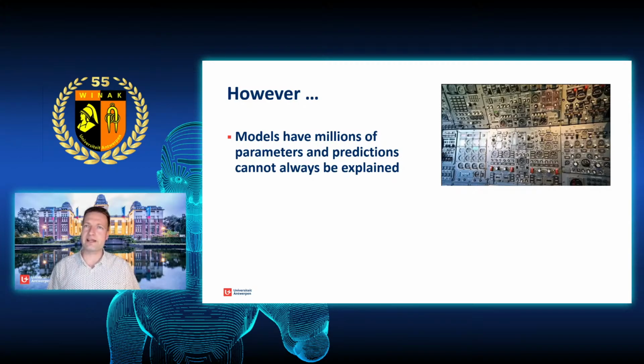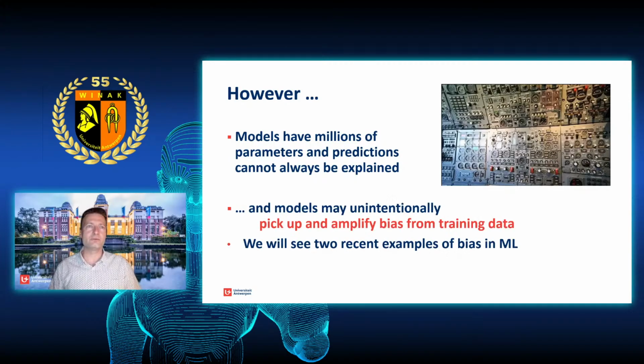And sometimes when I learn models, they may actually overfit my data set, which means that they are good for the training data that was given to me, but not necessarily for the data that is still going to come and for which I'm going to use it in the future to make my predictions. And on top of that, models may unintentionally pick up and amplify bias from training data.